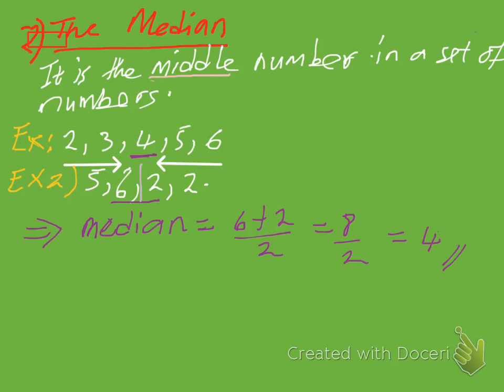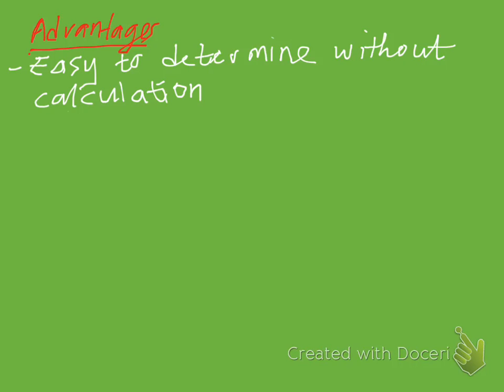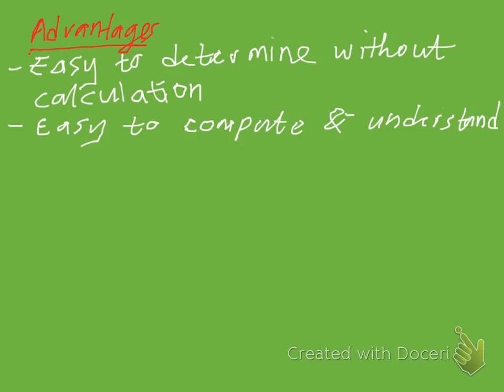I hope you understood, because we are moving on to the advantages of the median. The first, it is easy to determine without calculation. We just saw the median by looking at a set of numbers, a distribution of elements. We just pointed out the median without calculation. And even when calculation arises, it's so easy. You just look for the average of the numbers in the middle. It is easy to compute and understand.